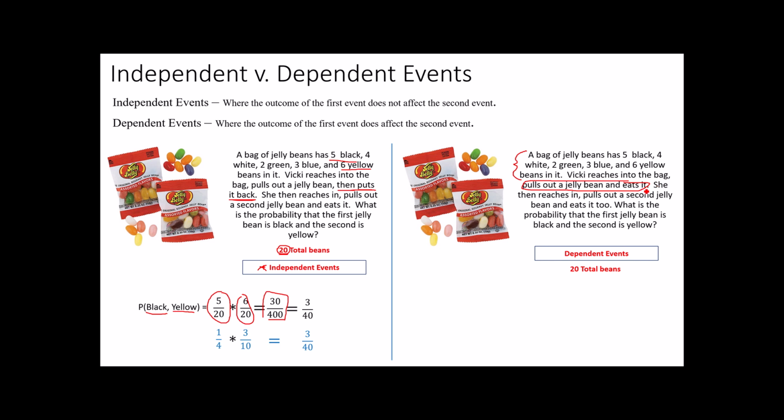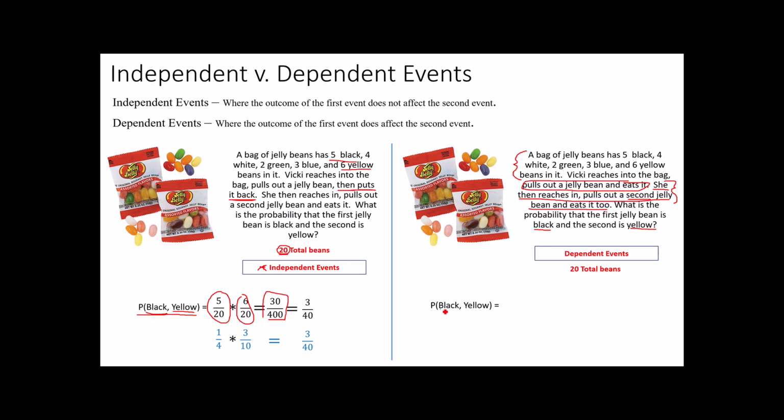Dependent events, because as soon as she eats that bean, it says she reaches in and pulls out a second bean and eats it too. There are fewer beans in the bag for the second draw, just like there were fewer socks in the sock problem and she was drawing out from the same drawer. This says, what is the probability that she will draw a black bean first and a yellow bean second? So the two problems are very similar. We're still looking for the same probabilities, but in this case, the second draw is going to have a result that is influenced by what happened in the first draw. So let's walk through this.